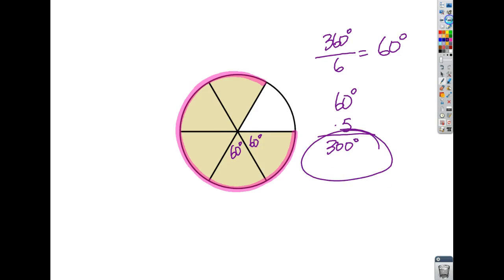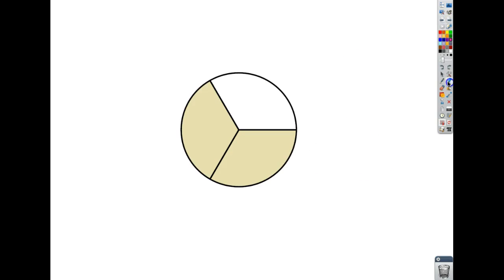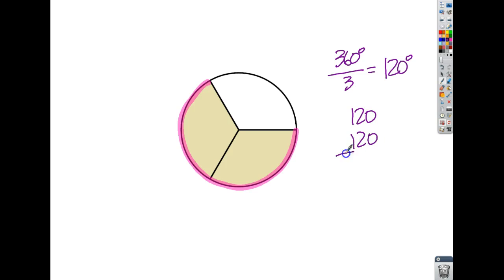All right, go. Do this angle. How much does that go? All right, 360 degrees, right? We're dividing it by 3. What do I get? 120 degrees each. So I got 2 of those. So 120 plus 120, I get 240 degrees. That's my answer.